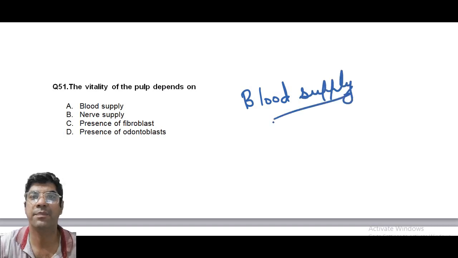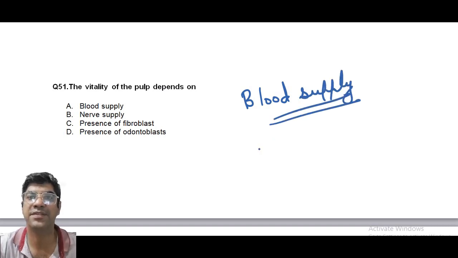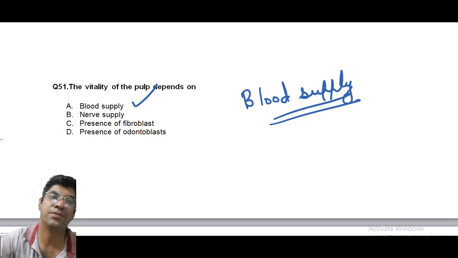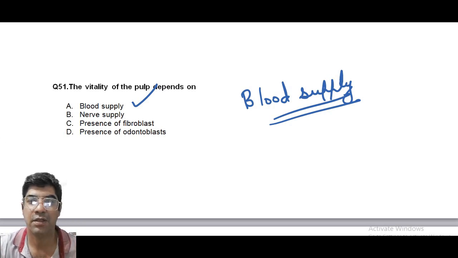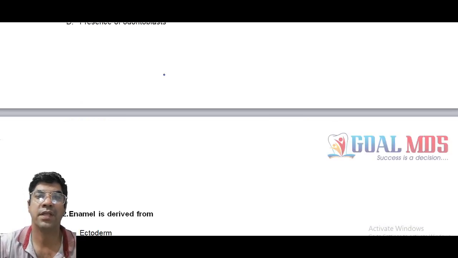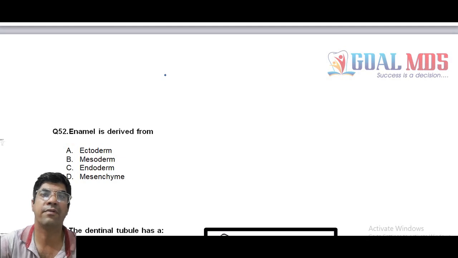The vitality of the pulp will depend upon the blood supply. The blood vessels within the pulp tissue will provide oxygen and nutrients to the cells of the pulp, including odontoblasts, fibroblasts, and the nerve cells. So the answer is A. Vitality of pulp depends on the blood supply.